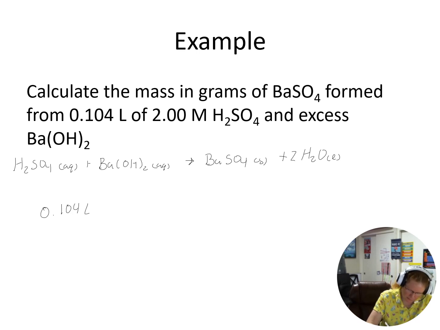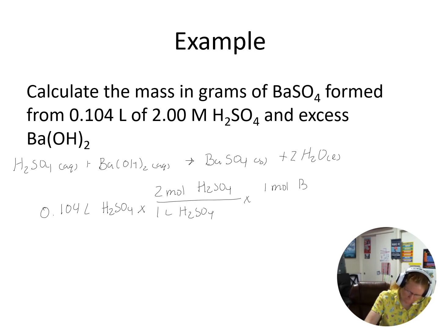0.104 liters of sulfuric acid. We have 2 moles of sulfuric acid in every 1 liter of the sulfuric acid. For our balanced chemical equation, we have 1 mole of barium sulfate for every 1 mole of sulfuric acid. And then it wants grams of barium sulfate.